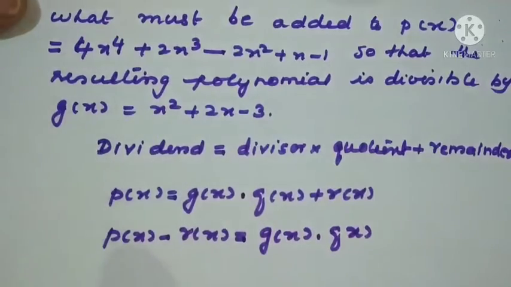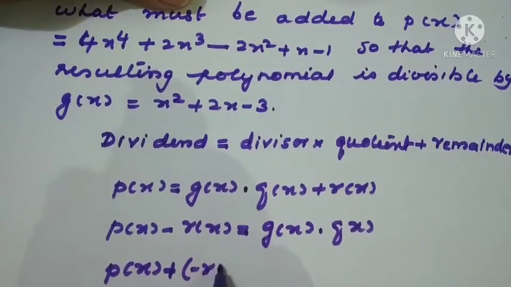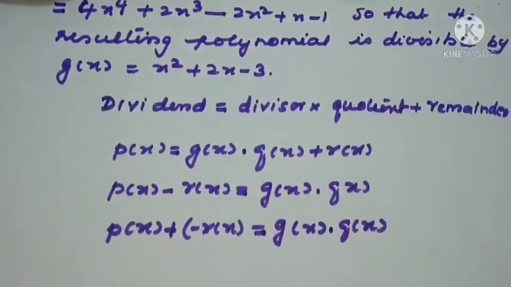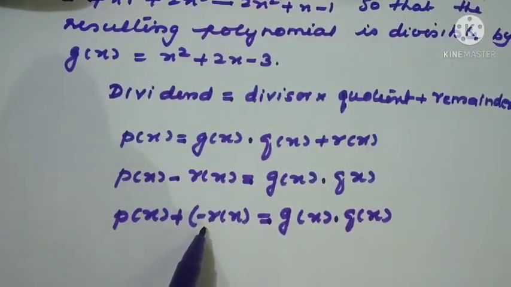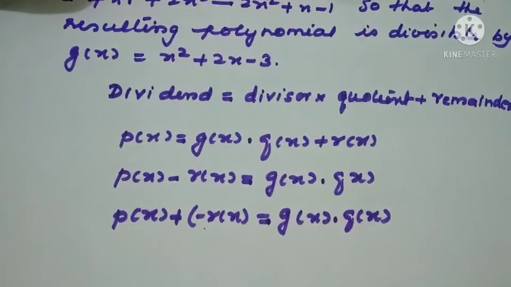But the question asks what must be added. This is subtracted only. So what should we do? P of x plus minus r of x. Right hand side no change, g of x into q of x only. That means whatever answer we get for the remainder, change of sign should be taken. So here, what is to be added means change of sign of remainder should be added.